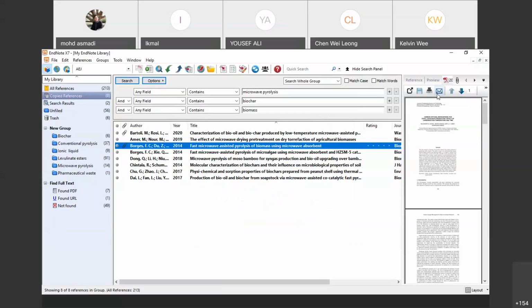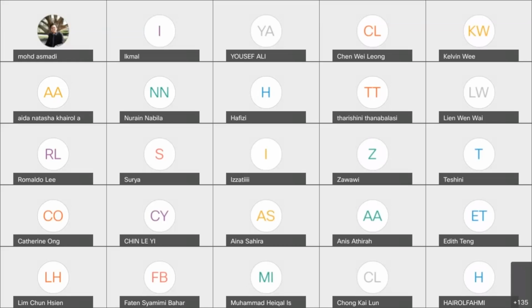How can we insert a reference in the text? This one is only to manage the references. Okay, how can we insert the reference in the text?